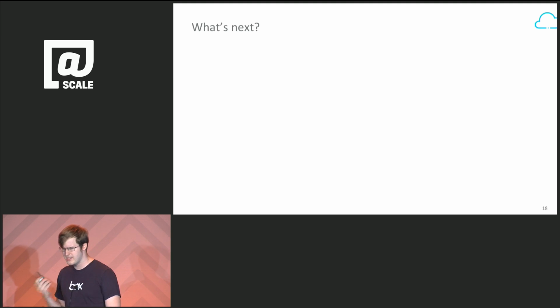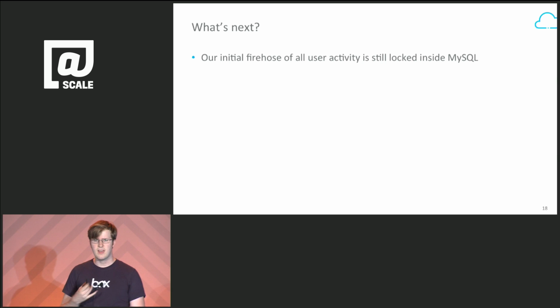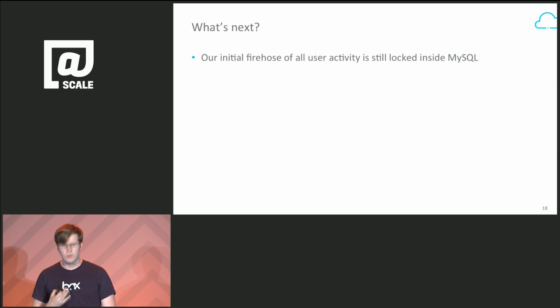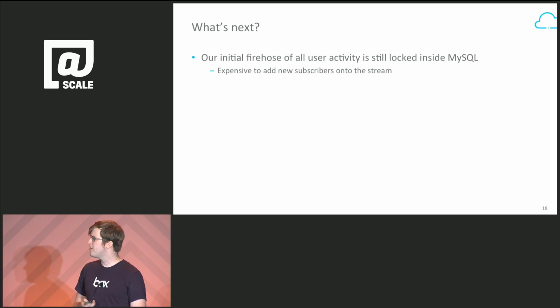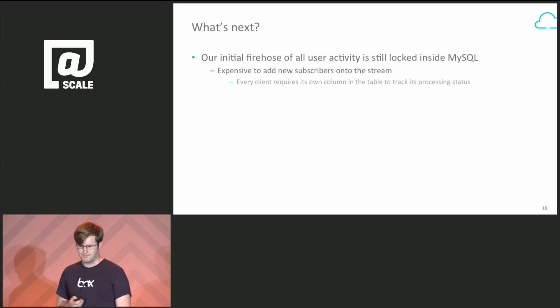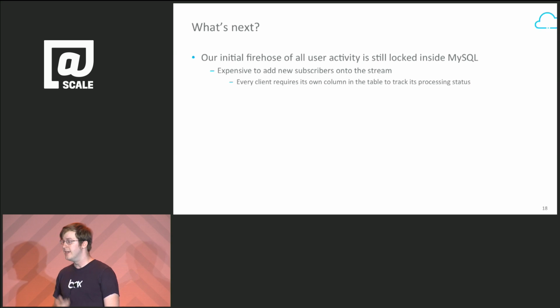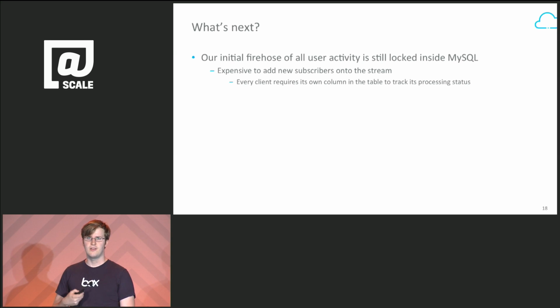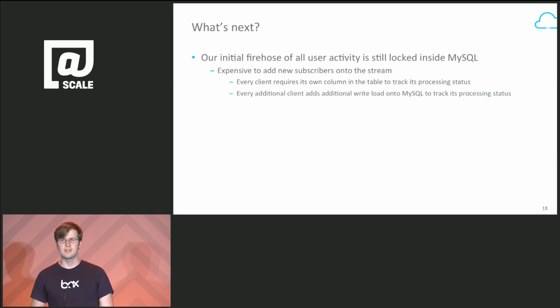One significant problem is that we still have this fire hose of all the user activity that's stored inside these MySQL tables, where it's not very easy to access and work with, but it's really useful data. The problem is it's really expensive to add new subscribers onto these MySQL queues, primarily because for every subscriber you need to add, you need to add a new column so you can track their processing status. You're adding extra write load onto your MySQL DB, again, to track their processing status.